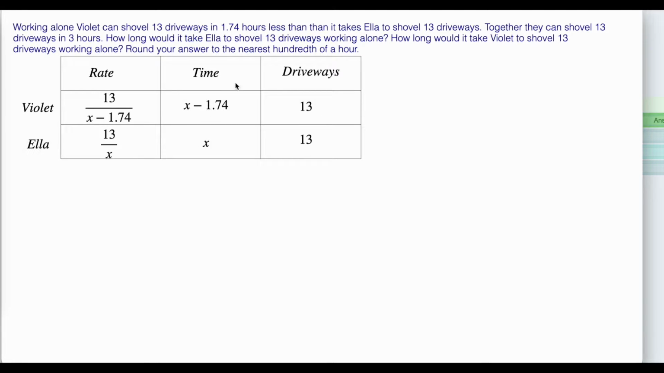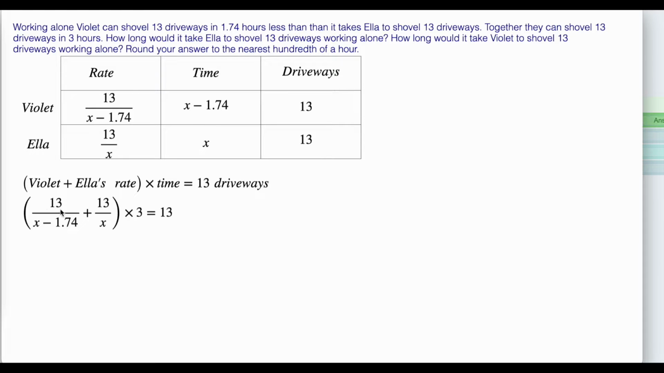The rate times time is the number of driveways in this case. We're going to set this up as an equation. Violet plus Ella's rates times time, we're multiplying them both by the 3 hours, is equal to the 13 driveways. Violet's rate is the 13 over X minus 1.74. Ella's rate is the 13 over X, and we're multiplying them both by 3, and that gives us the 13 driveways. To get rid of this 3, it's just going to be easier to cross multiply it down here.